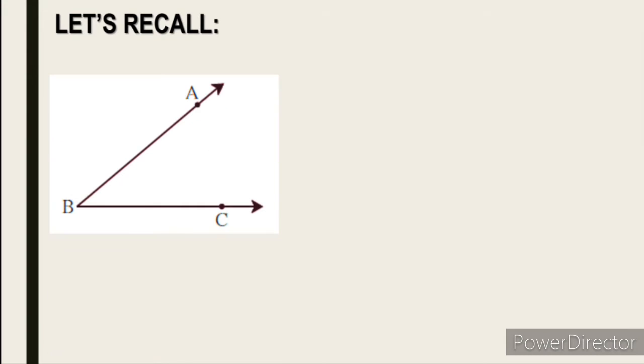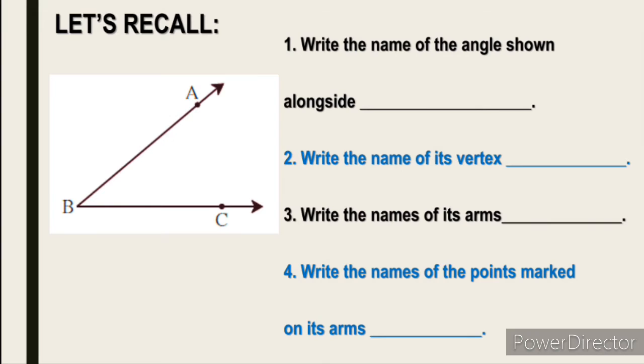So, as the name of the chapter is Angles and Pairs of Angles, first of all, let's recall what is angle. You can see one image and the name of the angle is angle ABC. We have learnt about angle in our previous standards. So let us see. Write the name of the angle shown alongside. So you can see the name of the angle starting from A is angle ABC.